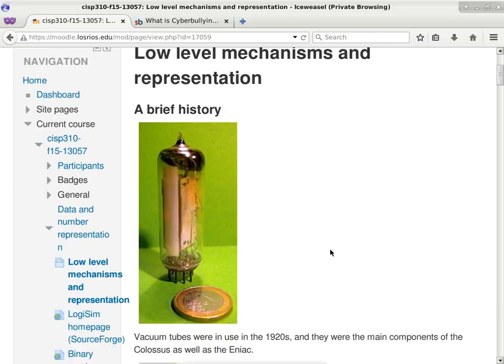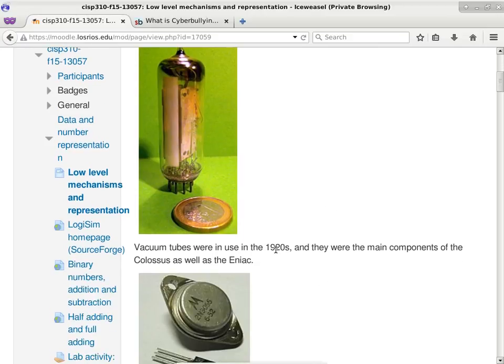What is that? I think that's a euro, right? That's a euro coin. Okay. What is the other thing sitting next to it? It's a vacuum tube, which is kind of like a light bulb, has a filament, it heats up. So we'll take a look at the vacuum tubes first. Vacuum tubes were used in the 1920s. They are the main components of a computer called Colossus, as well as the ENIAC.